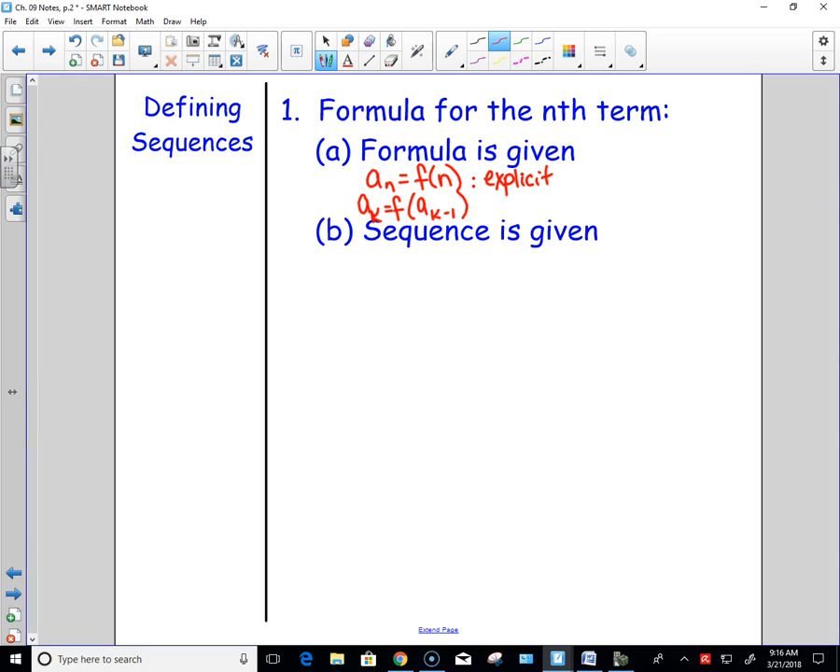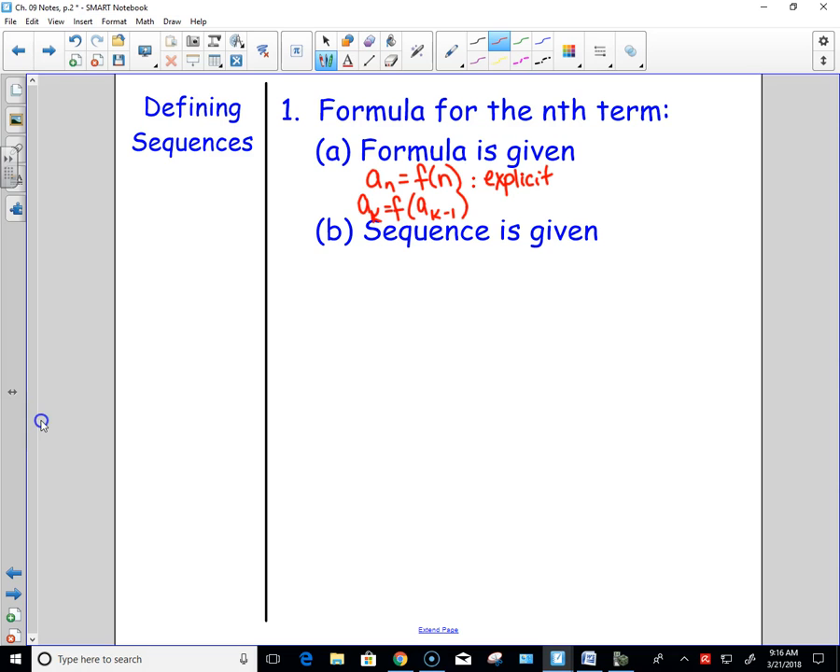Whoa, there's a minus 1 down in the subscript. You guys know what I mean by subscript, right? Okay. There's a minus 1 down in the subscript. So if this is, for instance, solving for the fourth term, what would I need to look at to plug in? 4 minus 1 would be the third term. To get to the fourth, I need the third. To get to the 10th, I need the 9th. To get to the 100th, I need the 99th.